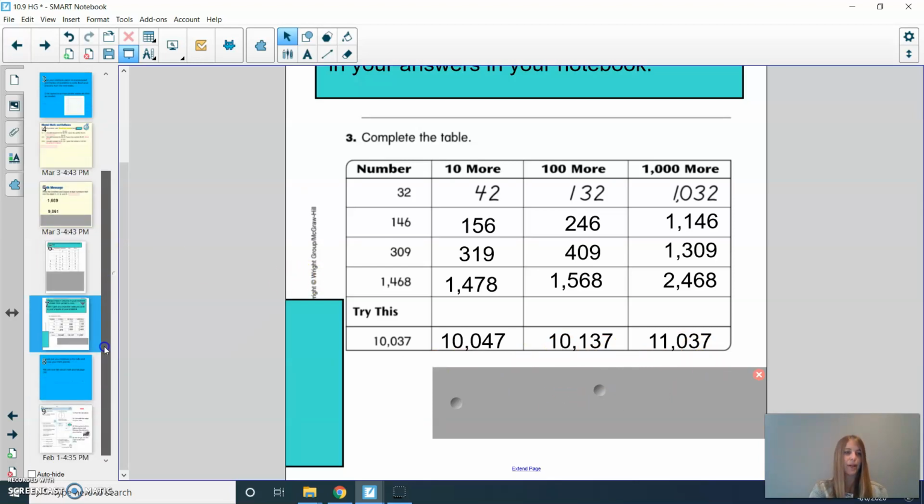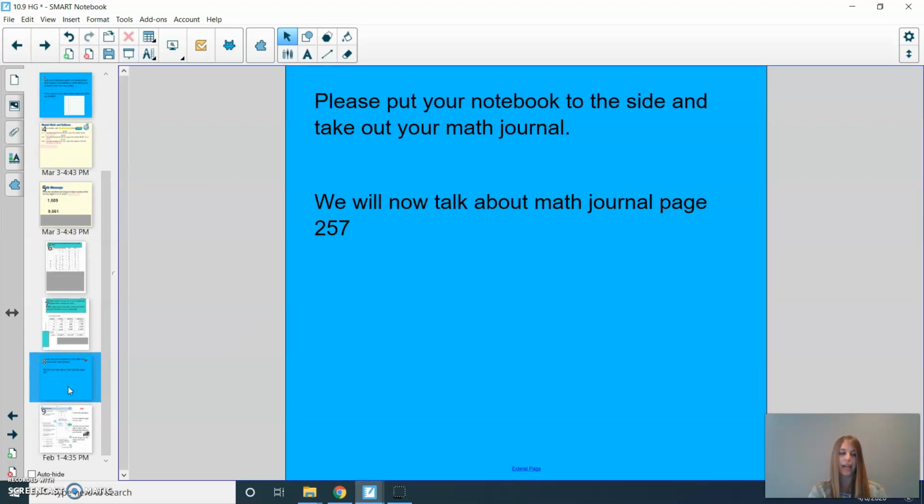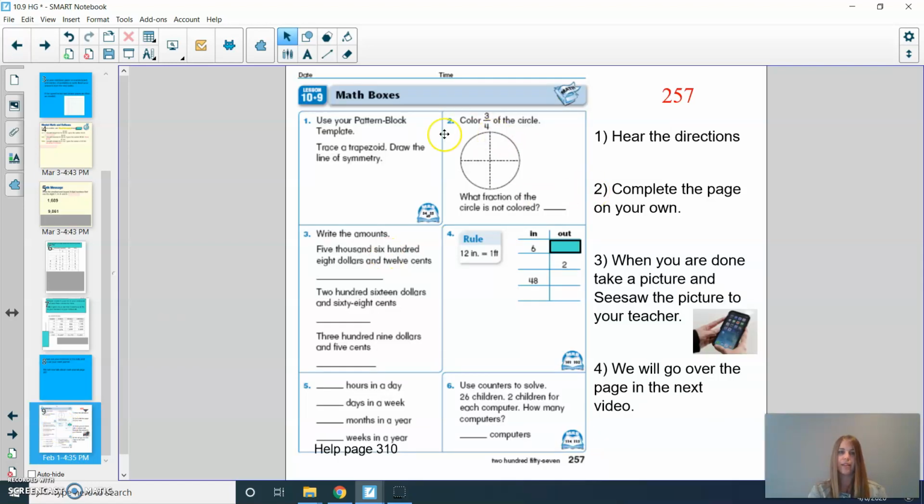The last thing that we're going to be talking about is our math box page. So if you could put your notebook to the side and open up your math journal to page 257. So for question number 1, it's asking for you to take a look at your template, draw a trapezoid, and then draw the line of symmetry. So again, you're doing 2 things for question number 1. For question number 2, color 3/4 of the circle, and then tell me what fraction of the circle is not colored. For question number 3, write the amounts for each of these problems.